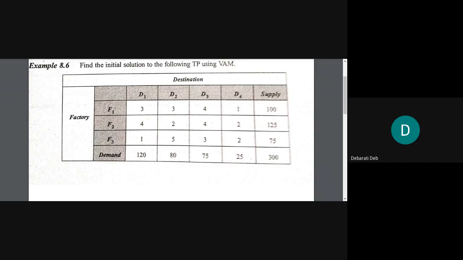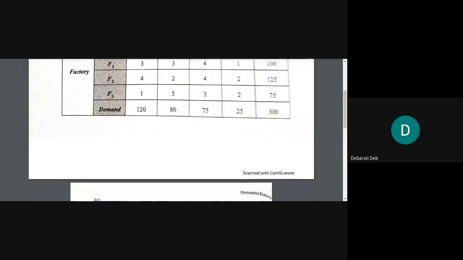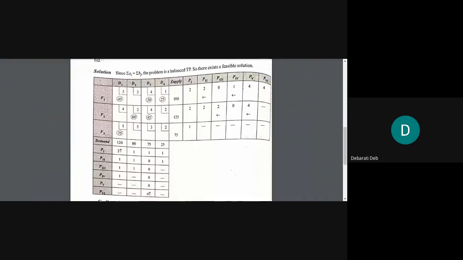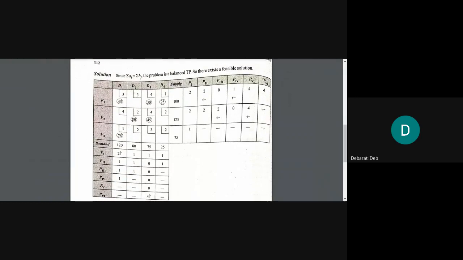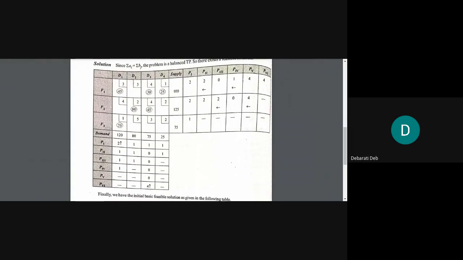Okay, done? I hope it is done. Alright, so what is our next step? Who will tell me? What is the first step? In first allocation, what do we need to do? Who knows the answer? Unmute and tell me.